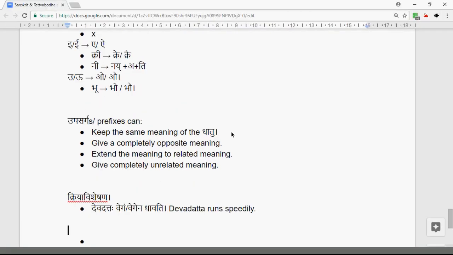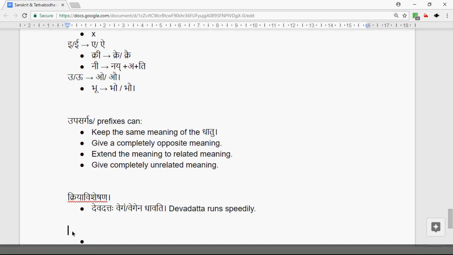Just a second, I think my Baraha is not open. Okay.